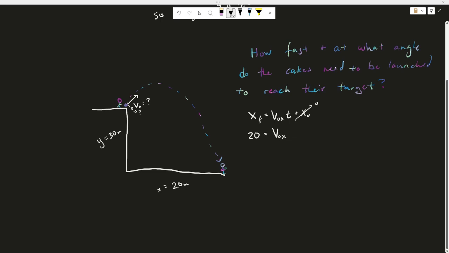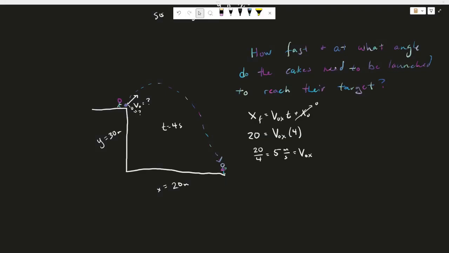And I know that this was launched in 4 seconds. So that means that this is 4. And now this is in meters, this is in seconds. If I divide, I get 20 divided by 4 equals 5 meters per second, and that gives me my initial velocity in the x direction.